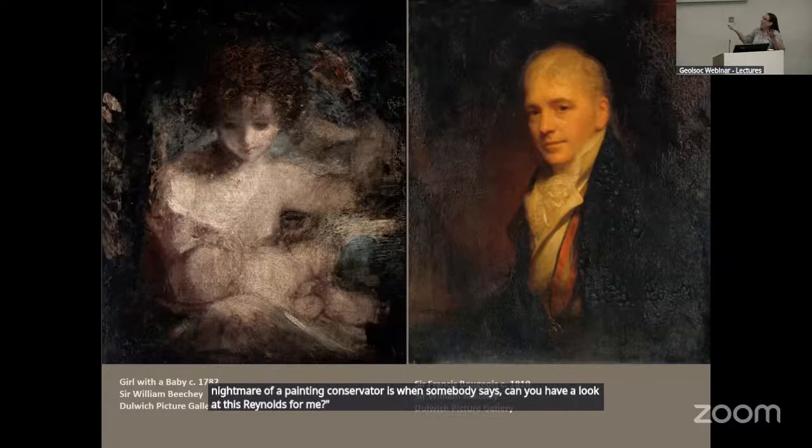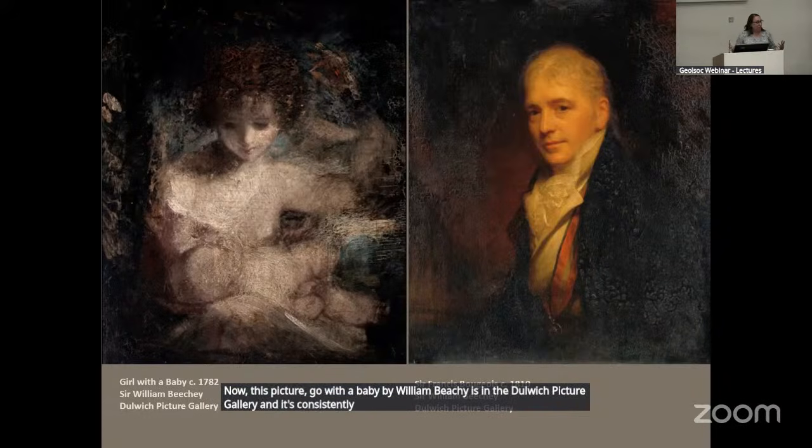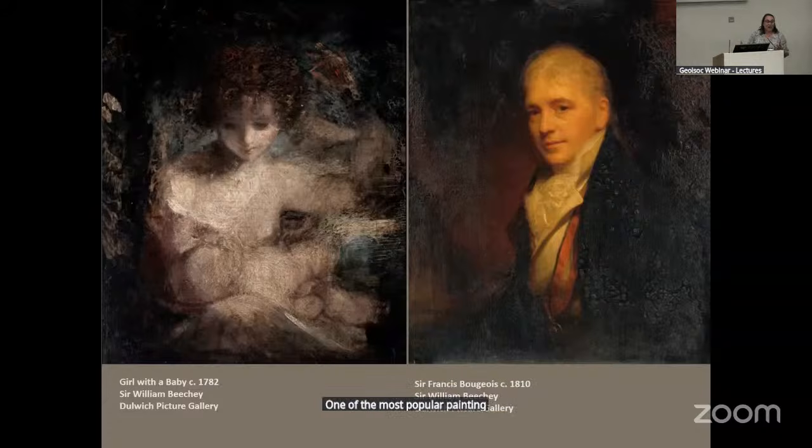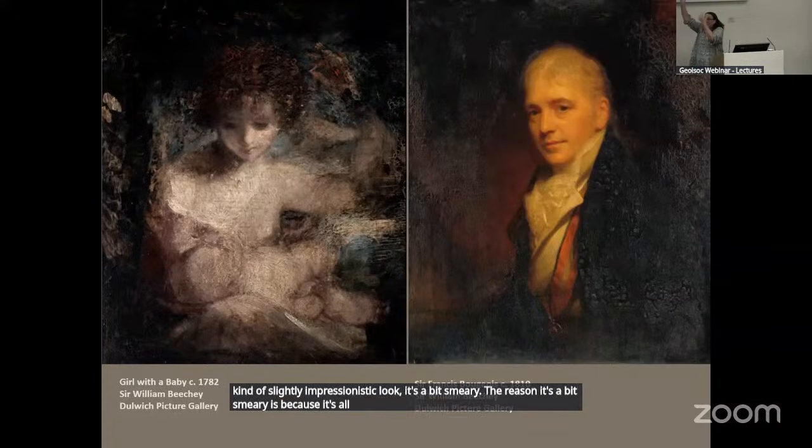What are they? But they use things like hydrocarbons. Now, this picture, Go With the Baby, by William Beechey, is in the Dulwich Picture Gallery, and it's consistently voted one of the most popular paintings in that art gallery. And people love its kind of slightly impressionistic look. It's a bit smeary. The reason it's a bit smeary is because it's all going south because of these oils.